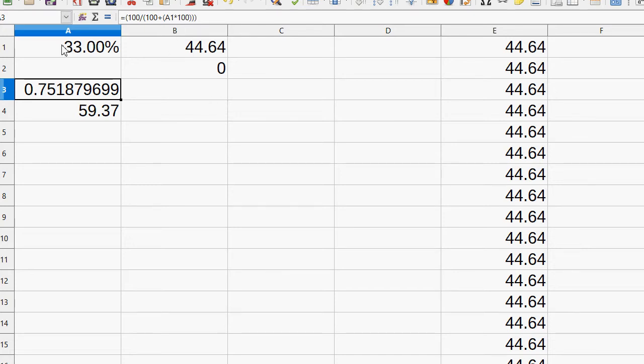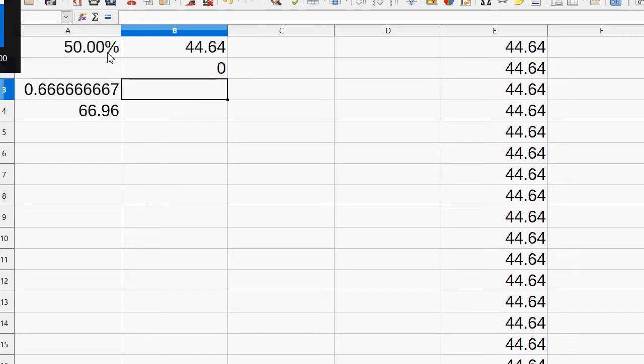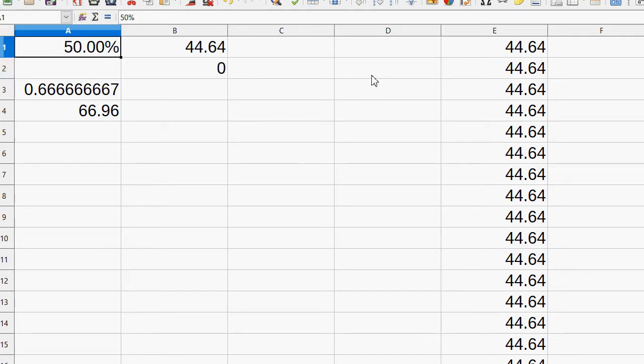So 75%. So if I go, say, 50%, that would go 66. Yep, that's right. So at, say, 100%, that would be 50%. So that's the percentage move, which is what we're looking for. So I know that's right.